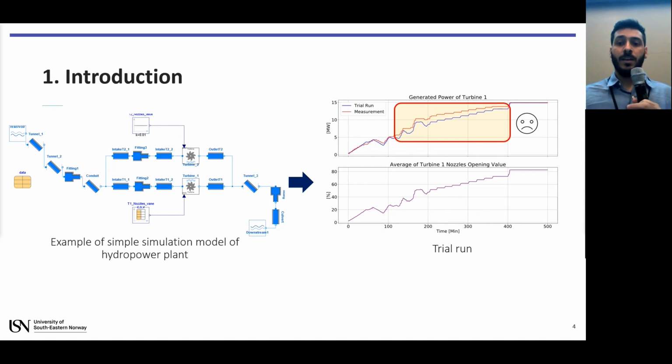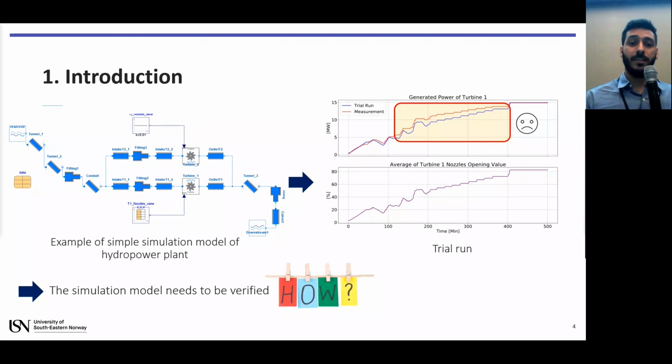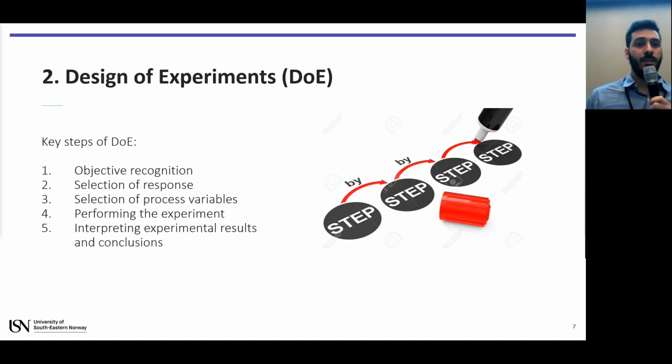And how we're gonna be able to verify the model is by using the design of experiment method. The design of experiment method has 3 main basic principles, let's say, which are the randomization, the replication, and the blocking. I'm gonna go over these concepts while I present one of the examples.